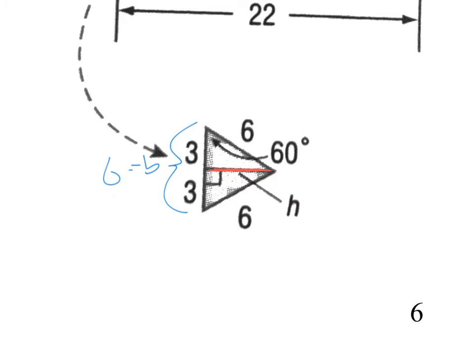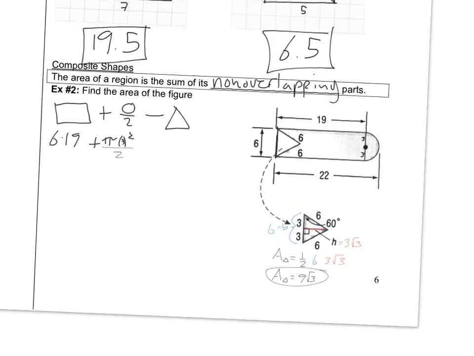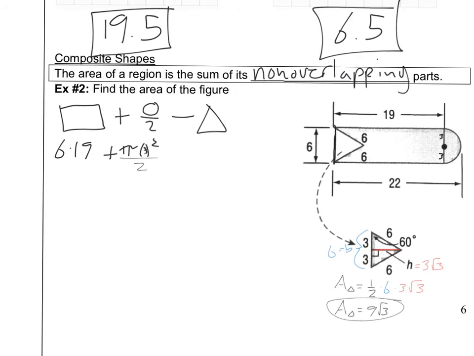We can see they already went from the hypotenuse to the short leg. So to go from the short leg to the long leg is pretty easy. We just do 3 times rad 3. And so now we should be able to come up with an expression for the area of this triangle. It'll equal 1/2 the base, which is 6, times the height, which is 3 rad 3. If we simplify this, we get 9 rad 3. All right. So remember, that's because I'm going to subtract that region from my whole figure. So I'm going to say minus 9 rad 3.